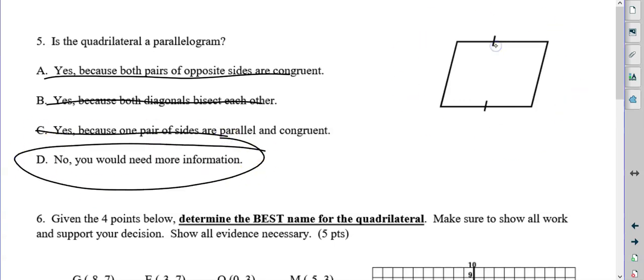Now, what would have made it? Well, answer A would have looked like that. If the drawing looked like that, answer A would be correct. Both opposite pairs are equal. Or option D, if we had this, showing they're parallel and congruent, that would have done it for D. I'm sorry, C, not D, C. That would have proven C correct. But we don't have enough information.